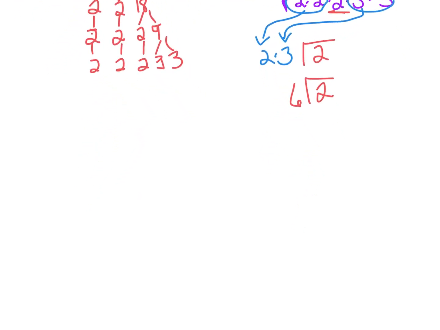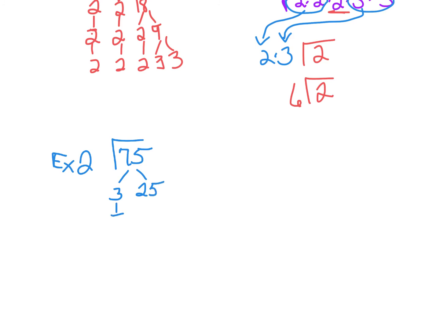So, next example. Let's do the square root of 75. All right, so think about the factor tree. Can 75 be divided by 2? No, it cannot. So let's try 3. Can 75 be divided by 3? Yes. And I get 25.